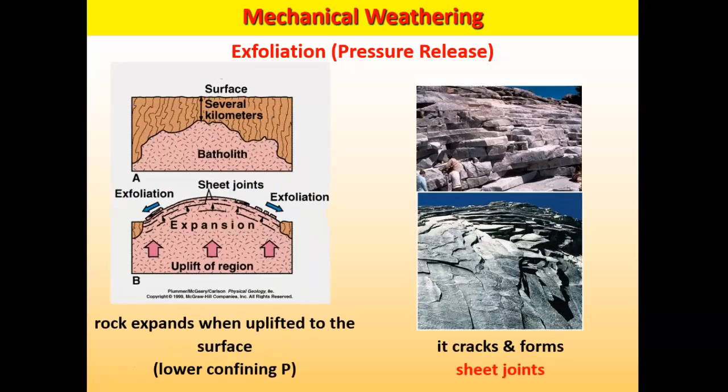And then we also have this process called exfoliation, or pressure release. A lot of times it's associated with igneous rocks. Remember, our intrusive igneous rocks, like this batholith here, form deep inside the earth with several kilometers of rock sitting on top of them. That's a lot of stress and pressure. As we uplift this area and strip off the material on top, we're releasing the pressure. So the rocks and materials in this batholith want to expand a little bit, and that expansion can cause fractures to occur.